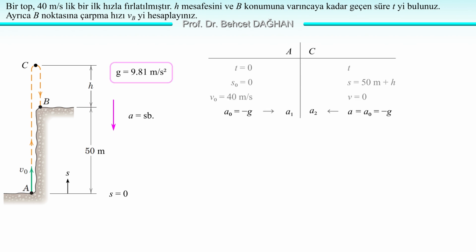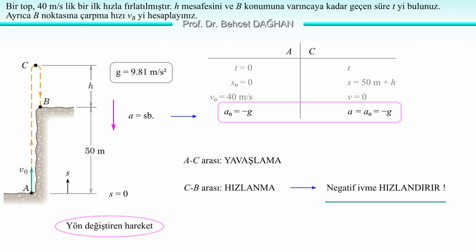We know that the acceleration is vertical and downward. Its value is 9.81 meters per square second. Since we chose the positive side up, at every instant, at every location, a equals minus g, and it is equal to a0. It is equal to the acceleration at the initial location. a0 is also equal to minus g. It is also equal to minus g in a2, ac, and ab, everywhere a is equal to minus g.